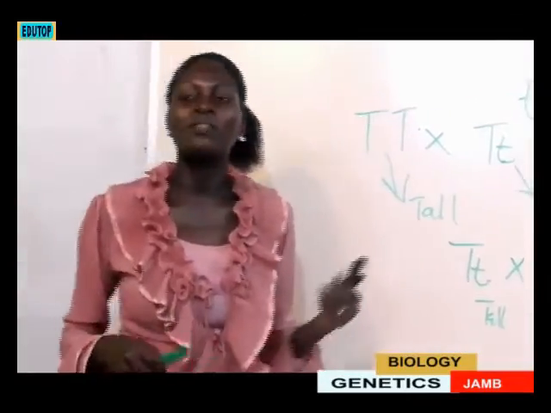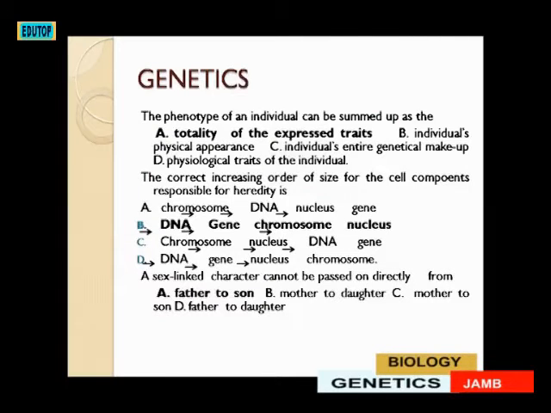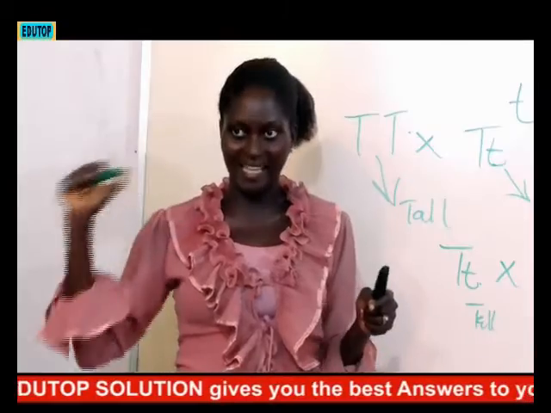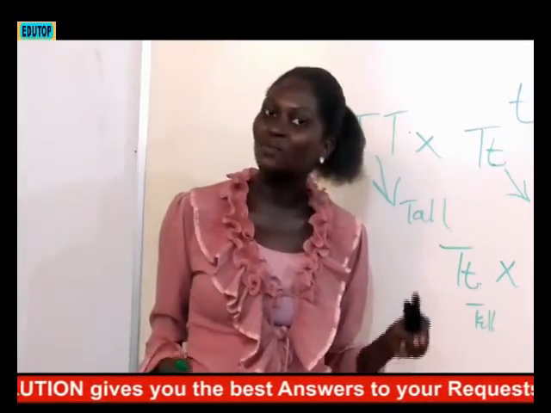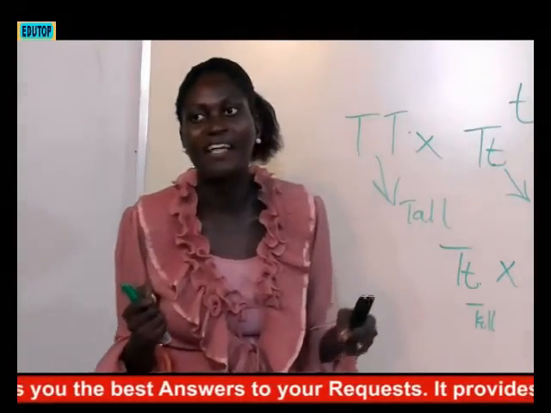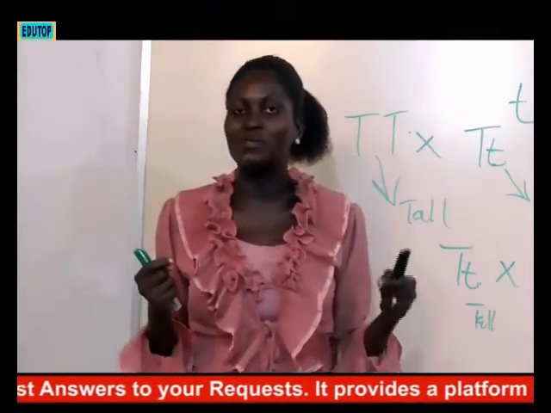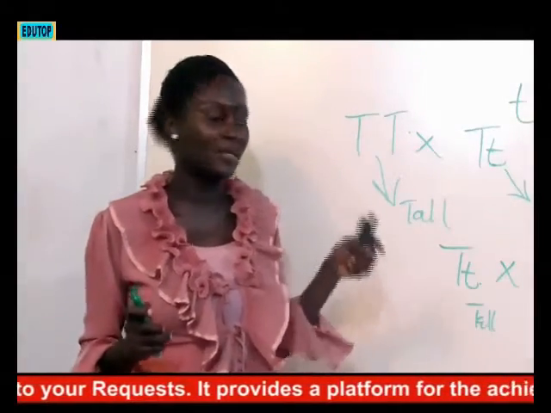Then for the next question, the correct increasing order of size for the cell components responsible for heredity is what? Chromosome to DNA to nucleus to gene, DNA to gene to chromosome to nucleus, chromosome to nucleus to DNA to gene, DNA to gene to nucleus to chromosome. First of all, the nucleus is the highest there. Then the DNA is the smallest. On the gene is where you find the DNA. And on the chromosome is where you find the gene. So that gives us the answer B.